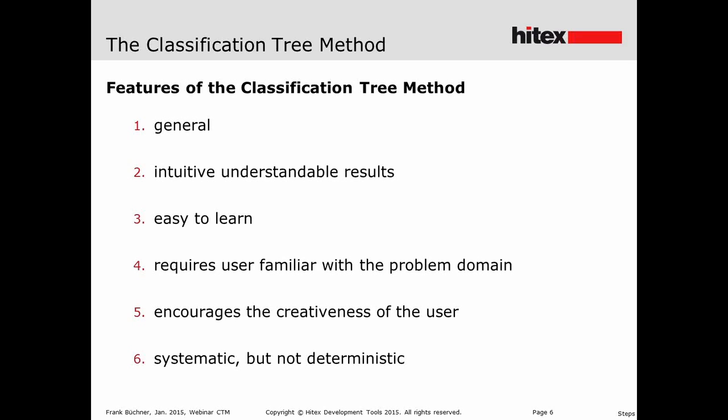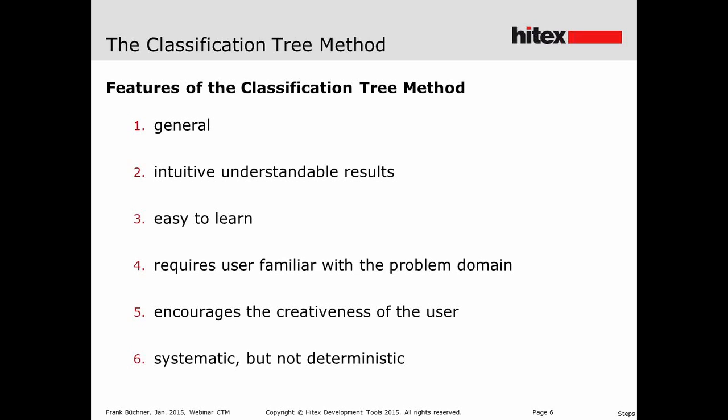Systematic does not mean deterministic. This means if two persons would apply this method to the same functional problem, you have a high probability that both persons will find different sets of test case specifications. So it depends on the user, on how the user rates some items, and so there does not exist the correct solution.